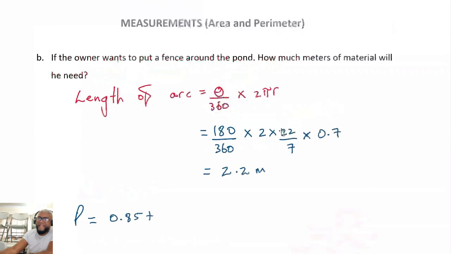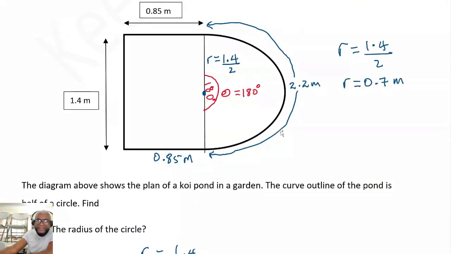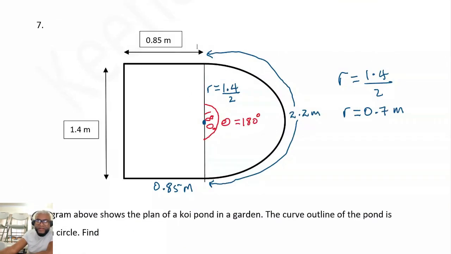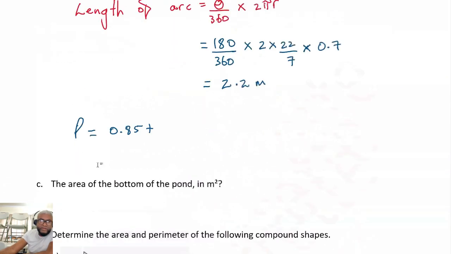I never finished. All right, no problem, sister. All right, 0.85 plus 2.2 meters plus 1.4. Now it's good practice when you're finding a perimeter to just go in order, so that you wouldn't miss anything. 0.85 plus 1.4, and my answer here will be what?